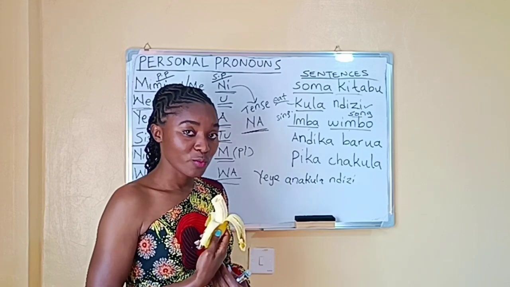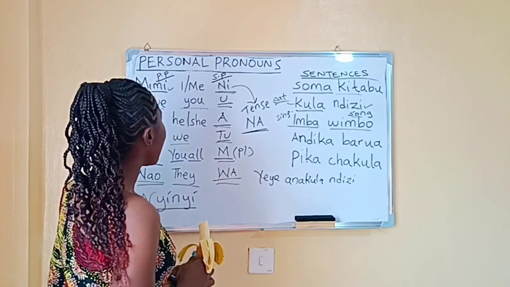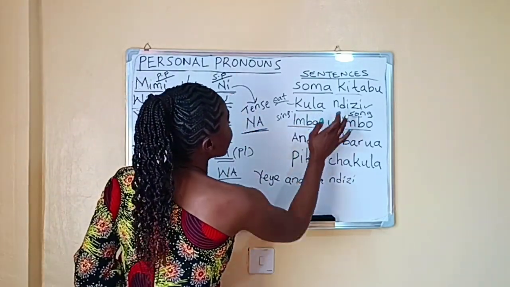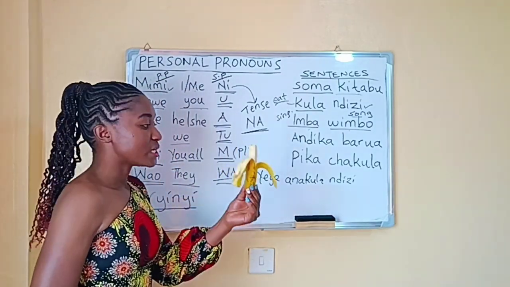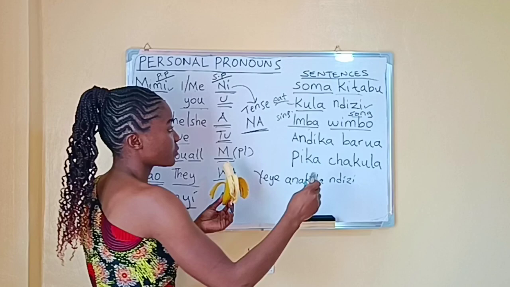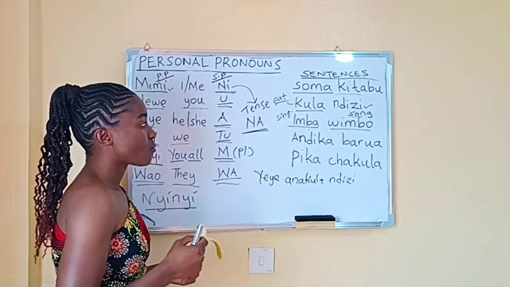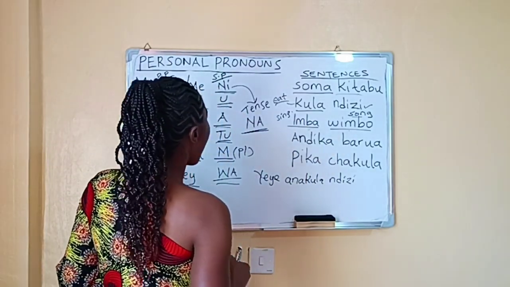So if it's me eating the banana, how am I going to say it? Can you try in the comment section? I am eating a banana. Let me help you. I'll say mimi ninakula ndizi. So ndizi is banana. The spelling is right here. Mimi ninakula ndizi, like that.